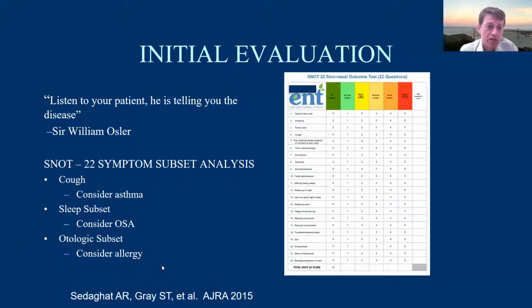Dr. Gray, my colleague for this talk, has also described that if you look specifically at the subset of cough, those patients are more likely to have asthma. If you look at the subset of questions that relate to sleep, sleep apnea can have a higher incidence in those patients, and patients who report otologic symptoms that are associated with the SNOT-22 test have a higher incidence of allergy. So it can also help you subcategorize your patients to some degree.